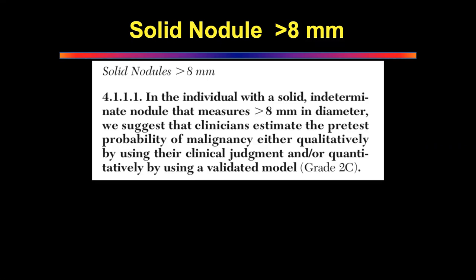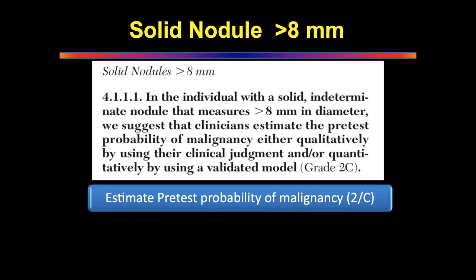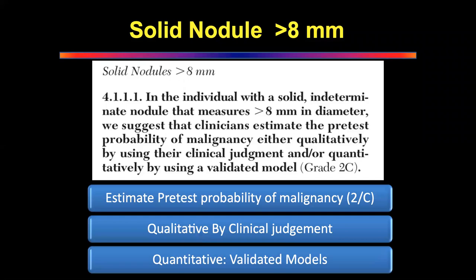Biopsy for this. Yeah, but before that, what do you want to do? PET scan. Before that, what do you want to do? You have to estimate the probability of malignancy, by either qualitative or quantitative methods. Both of them are there.